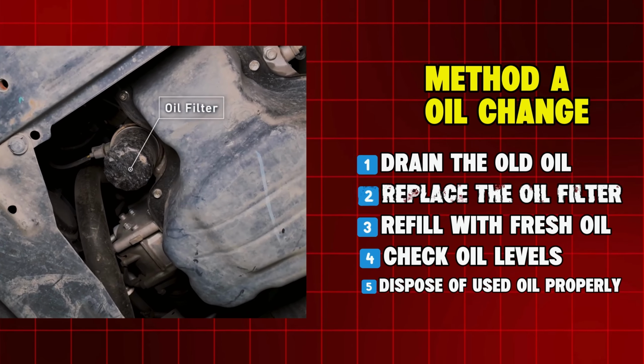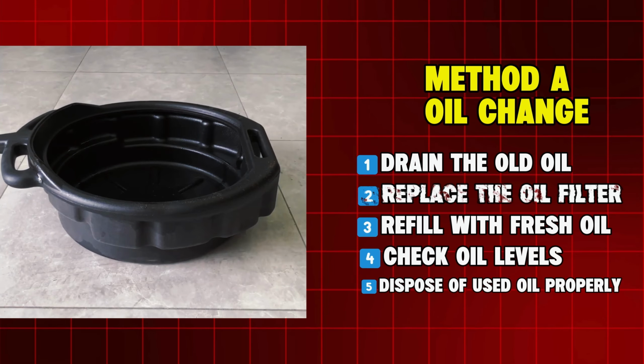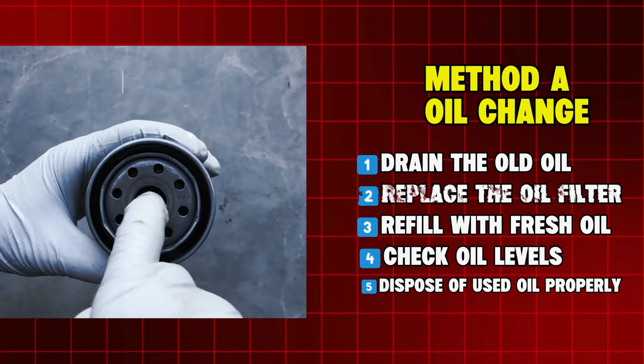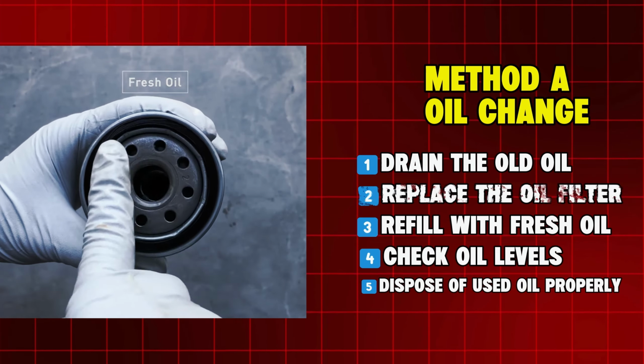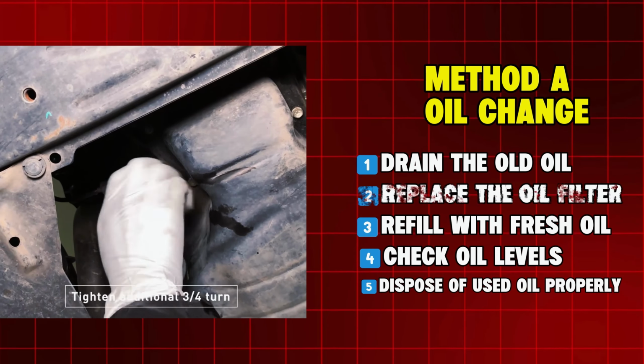Locate the oil filter near the oil pan or engine. Place the collection pan under it to catch residual oil. Remove the old filter, apply fresh oil to the new filter's gasket, and install it. Tighten it an additional 3/4 turn, avoid over-tightening.